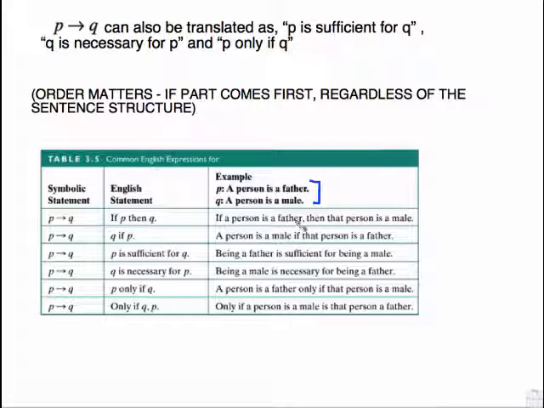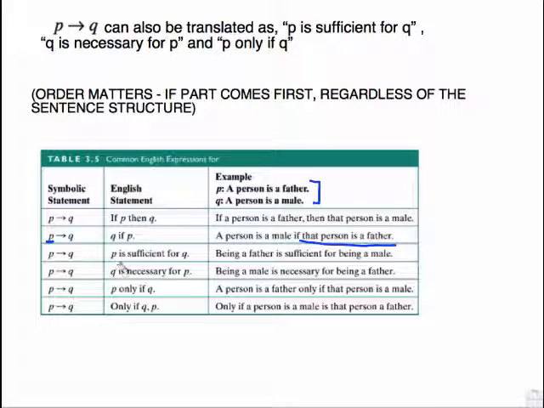If a person is a father, then that person is a male. This symbol still looks like this up here, but they're changing the sentence structure. It says Q if P. Remember, the first part is your if part. It just happens to come second in the sentence. They have varied the sentence structure. So a person is a male if that person is a father. Still says if a father, then a male.